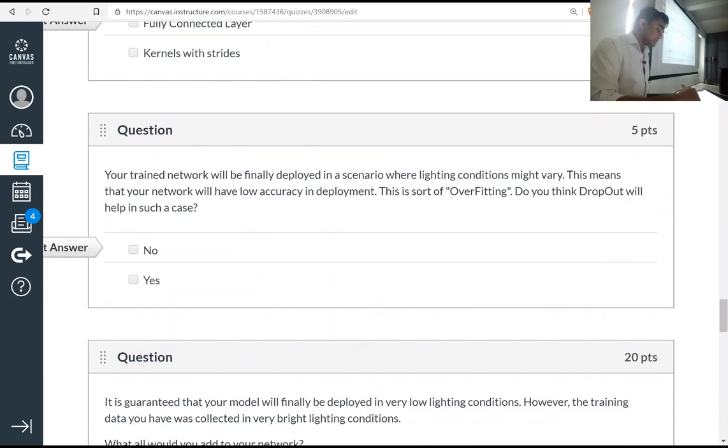Your trained network will finally be deployed in a scenario where lighting conditions might vary. This means that your network will have low accuracy in the deployment. This is sort of overfitting.